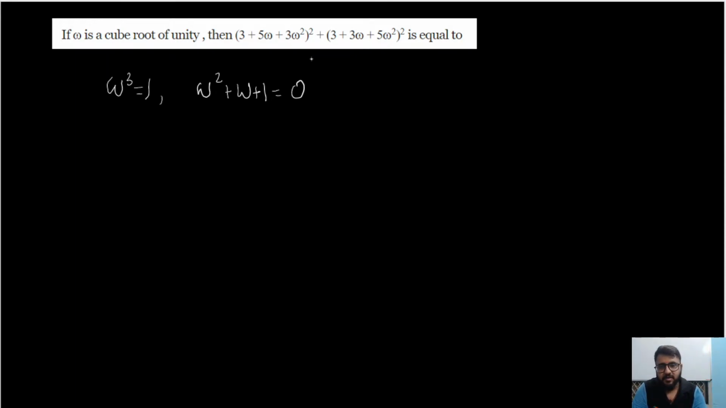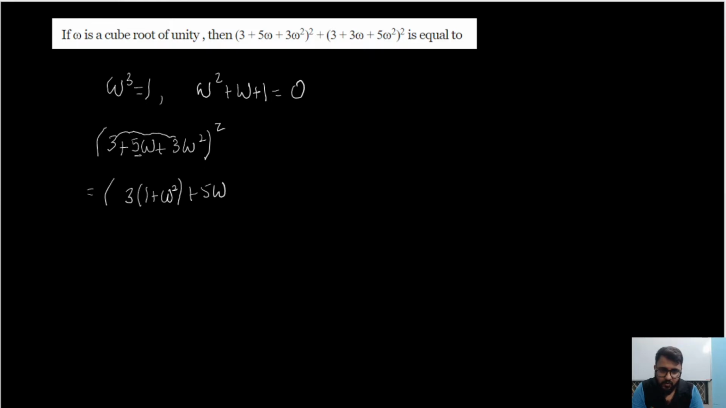So as you can see here, the first term of this expression that we have to find the value for has 3 plus 5 omega plus 3 omega square. This 5 might worry you a little bit, because if it was 3 it would have been so easy, right? So that's the point, it shouldn't be too easy. Even otherwise we have 3 common in both these terms, so we'll just take that out, and you have 3 into 1 plus omega square plus 5 omega. Hope you got that. And that's a whole square.